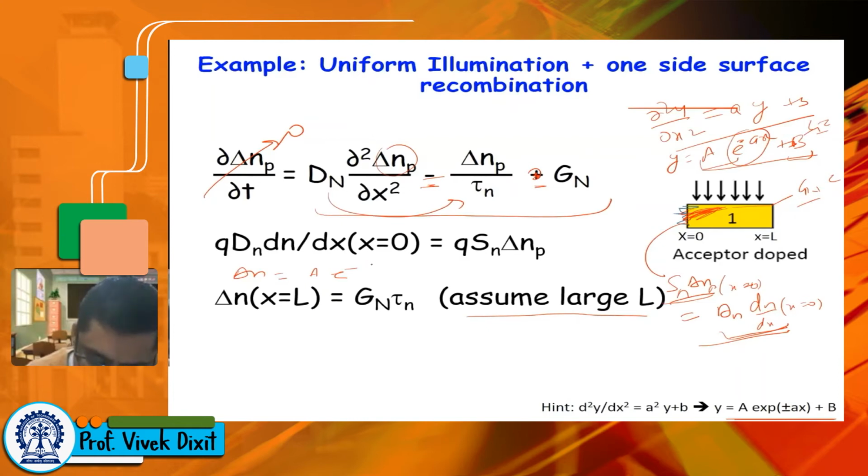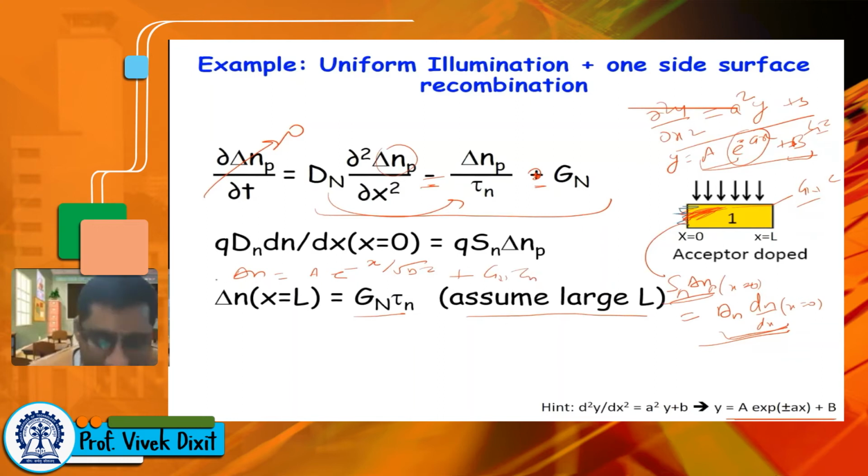So it is a square y, sorry, so this has to become minus a times x, where a square is 1 by D tau. So this becomes 1 over D tau plus b. Now at x equal to L, this term will go to 0 because L is very large, so you will have only b here, and delta n is equal to g tau, that is g n times tau n. So this is the expression for delta n.